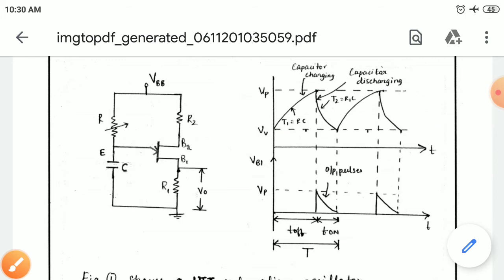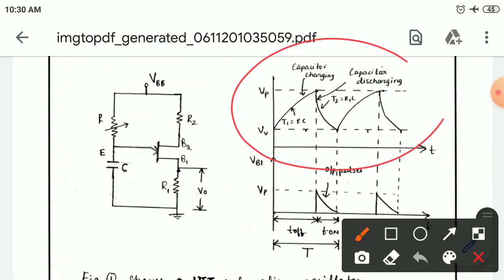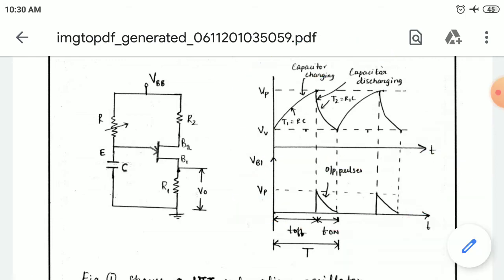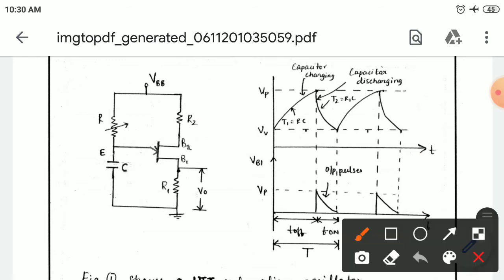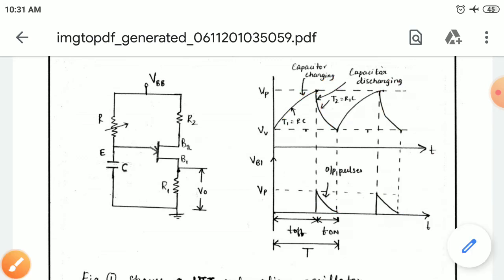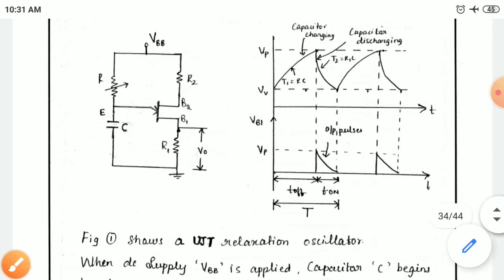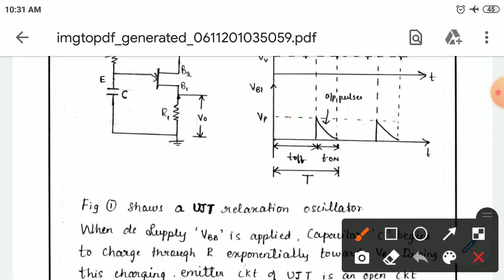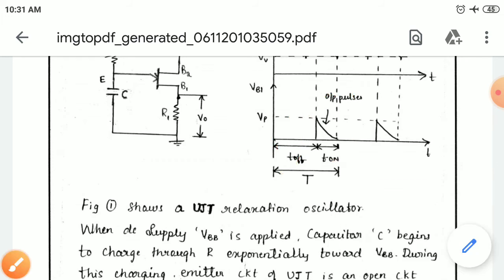You can observe here the charging and discharging voltage, and the pulses which are produced. This is the charging period, discharging period, charging period, discharging period. If you cut this down, you will get pulses like this. These pulses are used for SCR turn on. Here, whatever pulse is generated is considered as T on.